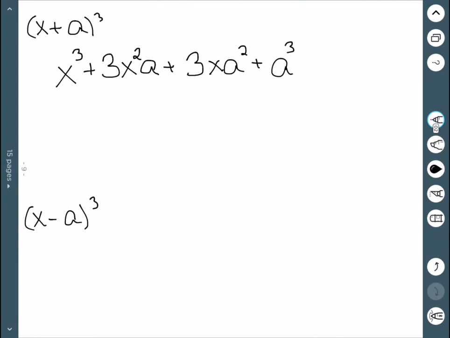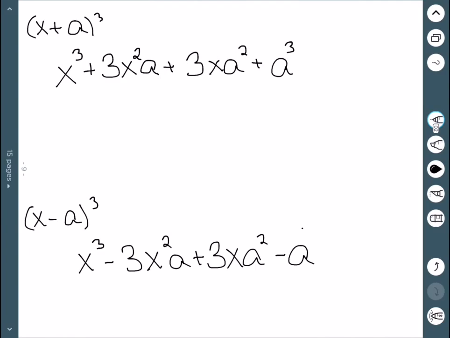If we change that to a negative sign, we would have x cubed minus 3x squared a plus 3xa squared minus a cubed. So we don't change all the signs, instead we alternate them.